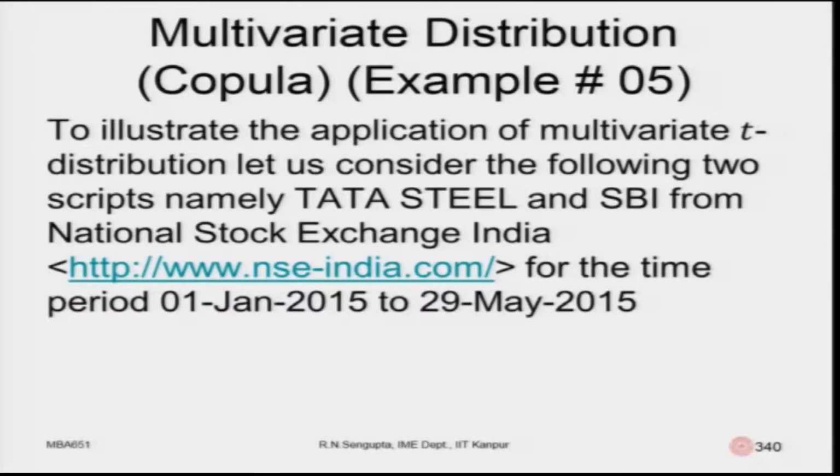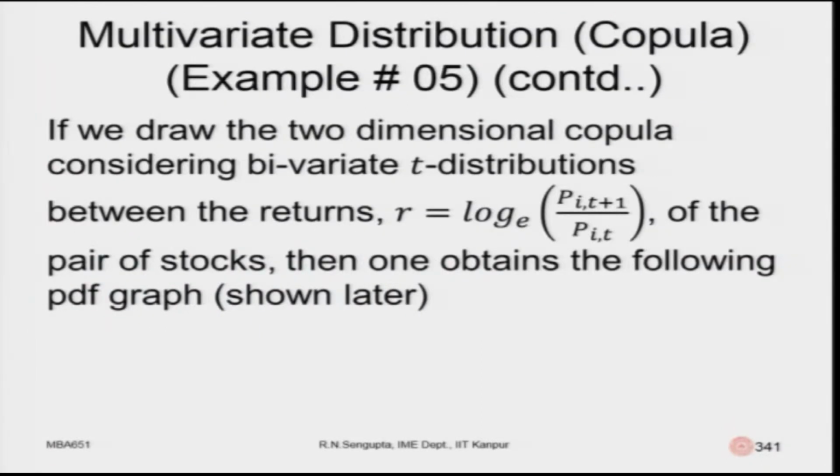So, very simply to illustrate the application of the multivariate T distribution, let us consider the following two scripts. One is Tata Steel, one is SBI from the National Stock Exchange, dates being 1st of January 2015 to 29th May 2015, and we take the data from NSE India. It can be found in Yahoo, Google, whatever, but I am taking the end of the day price. If you draw the two dimensional copula considering a bivariate T distribution, the returns would be given by the Neperian log, base e, of today's price divided by yesterday's price.